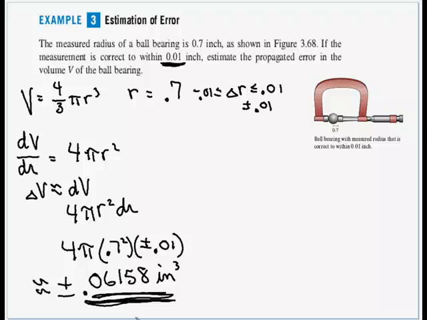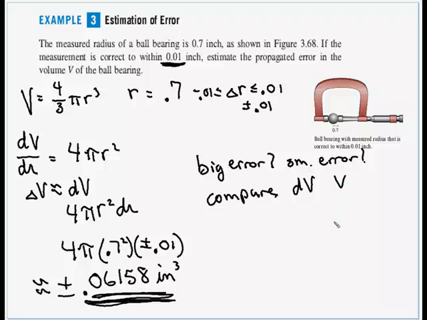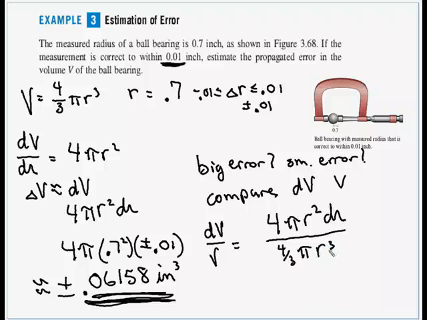And we're going to compare now. Is that a big error? Is it a small error? We're going to compare dV and V. We're going to make a ratio out of dV and V. So we're going to do dV as the numerator, V as the denominator, and see, as a percentage, how much is that error. So our dV to volume: our dV was 4 pi r squared dr over the original 4/3 pi r to the third.